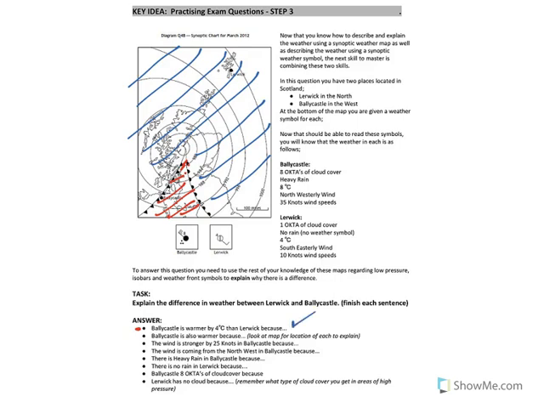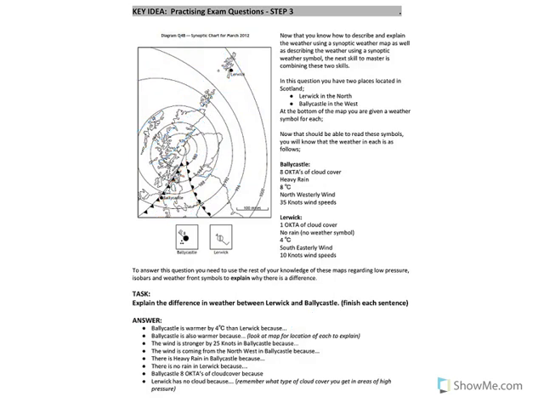There is a second reason that Ballycastle is warmer. That's this point here. And that is because Ballycastle is further south. It's on a more southerly latitude, therefore it is closer to the equator, which explains why it is warmer. So that is your second factor.